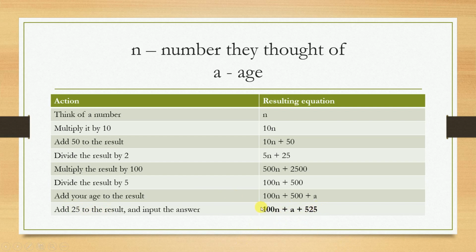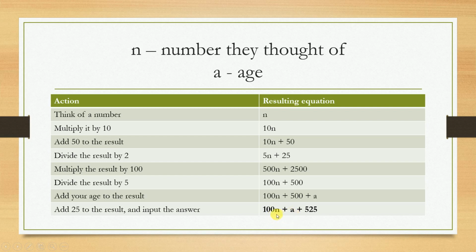We have to guess n and a. Usually in algebra, if you need to guess two variables, you need two equations, but we only have one equation. But here's the trick. Once we have this number, we're going to take off the 525, so that leaves us with 100n plus a. Now if we make a limitation that n is between 1 and 99, the first two digits of the number are going to be n, and the remaining part will be a.